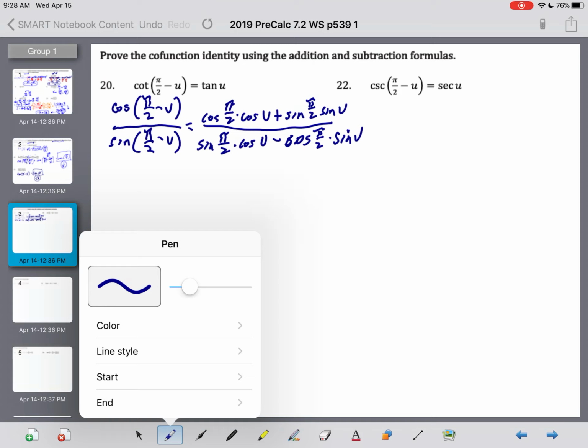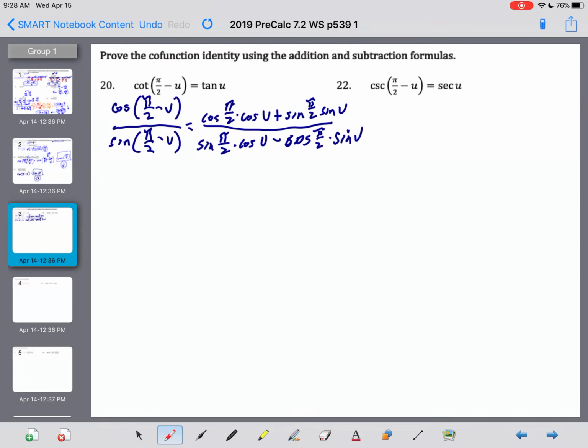Now we do have some definite angle measures here that we can evaluate. Cosine of pi over 2 is 0, so all this cancels. Sine of pi over 2 is just 1, so I get sine of u left over on the top. The sine of pi over 2 is 1, so on the bottom we're for sure going to get this. And the cosine of pi over 2 is 0, so all this cancels. So we get sine of u over cosine of u, which is tangent u, and that matches these.